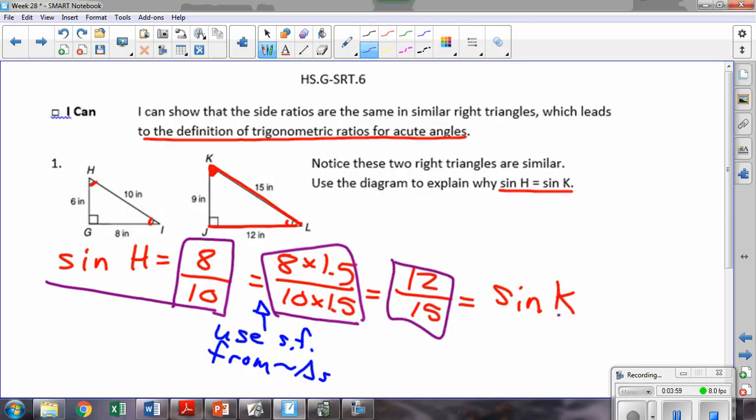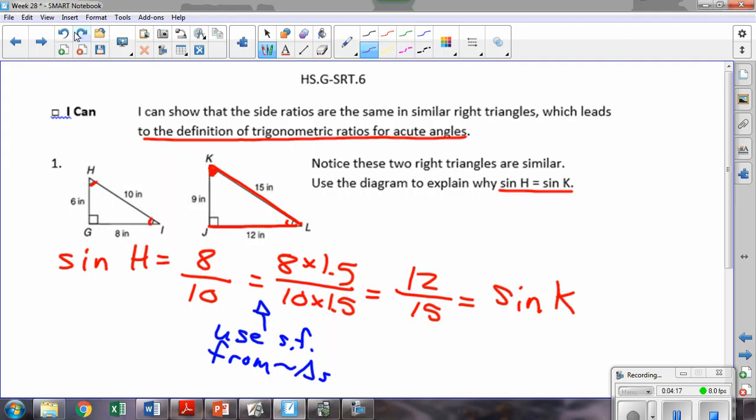Well, that's why they're winding up the same. All we're doing is rescaling a ratio. We're using a dilation on the same thing. That's all it is. So my expectation for you, I expect you would have something like this written down.